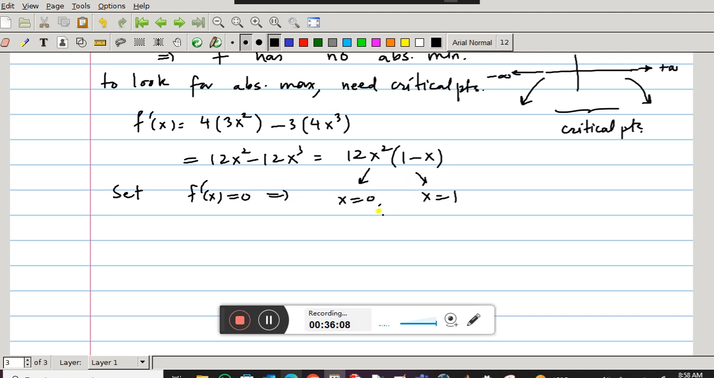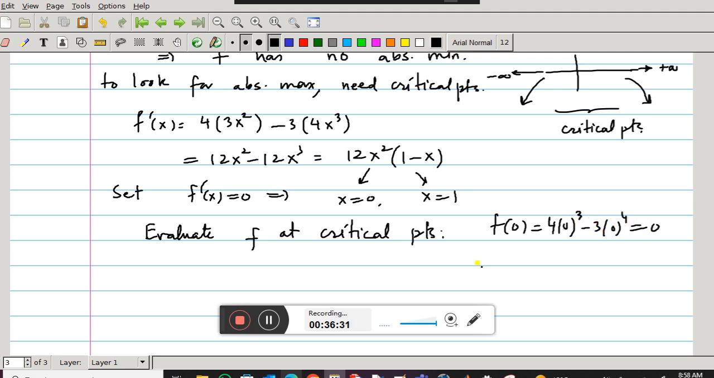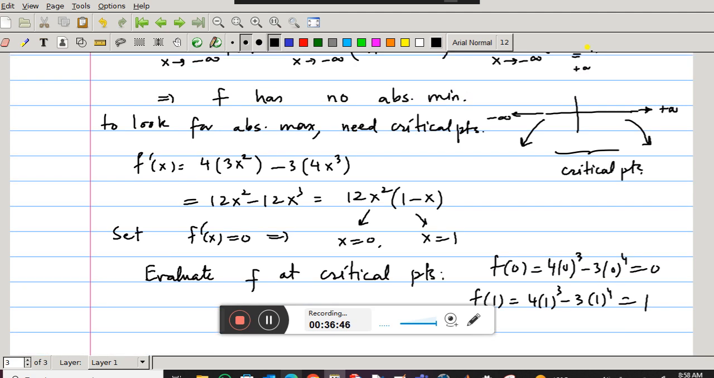Okay, so now at these critical points, I will evaluate f. I need the values now only. So f at 0 is 4 into 0 cube minus 3 into 0 to the 4. So that is 0. And f at 1 is 4 into 1 cube minus 3 into 1 to the 4. So that is 1. Okay, so at 0 the answer is 0, at 1 the answer is 1.